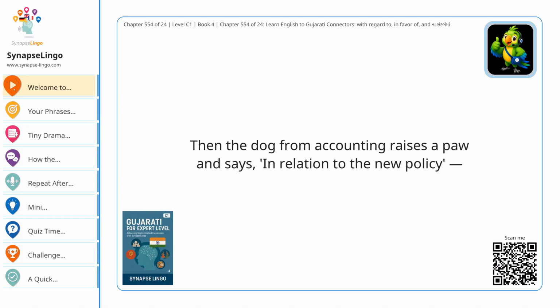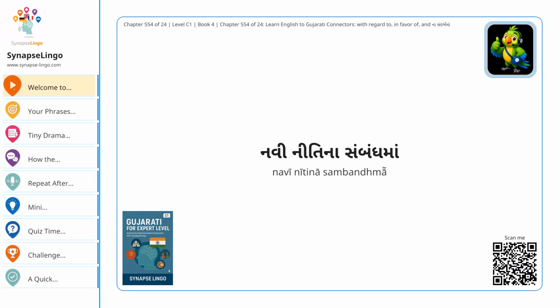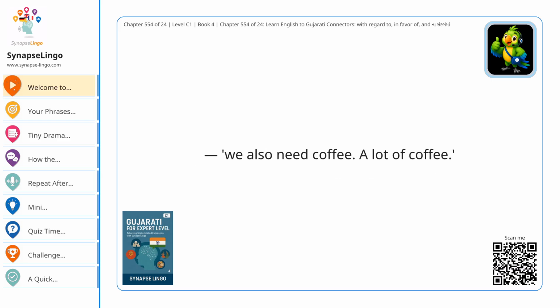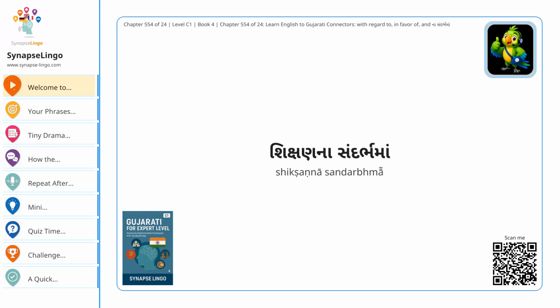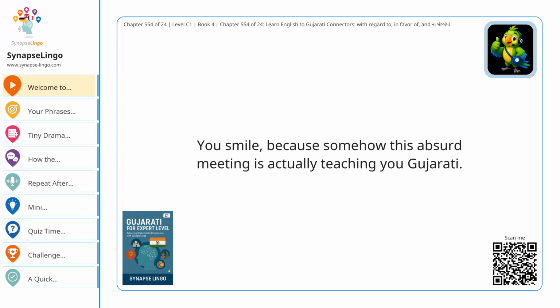Then the dog from accounting raises a paw and says, in relation to the new policy, નવી નીતિના સંબંધમાં. We also need coffee. A lot of coffee. The parrot from legal adds, in the context of education, શિક્ષણના સંદર્ભમાં. This training is excellent. You smile, because somehow this absurd meeting is actually teaching you Gujarati.